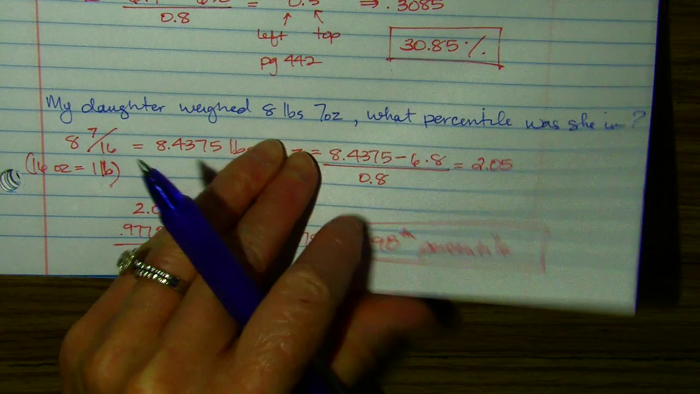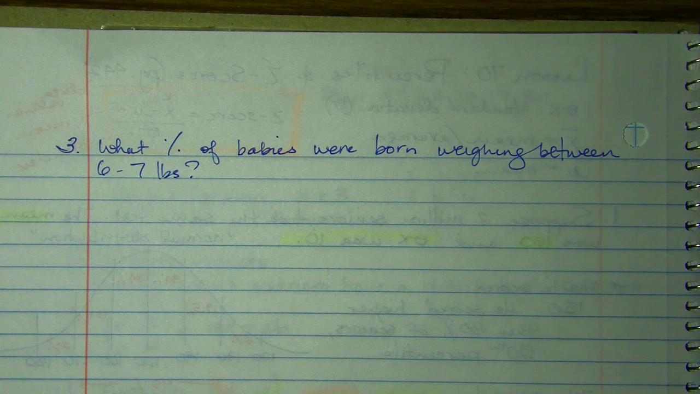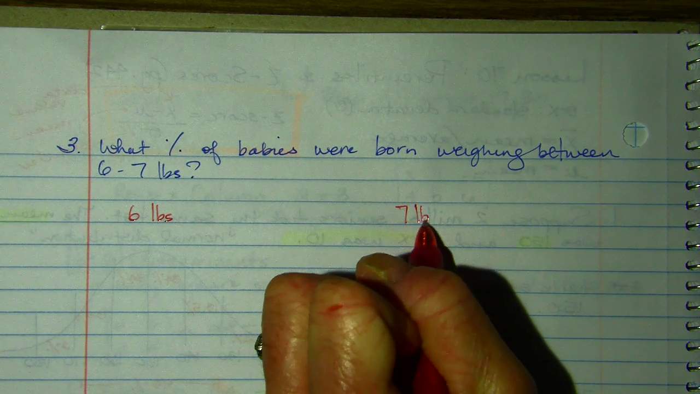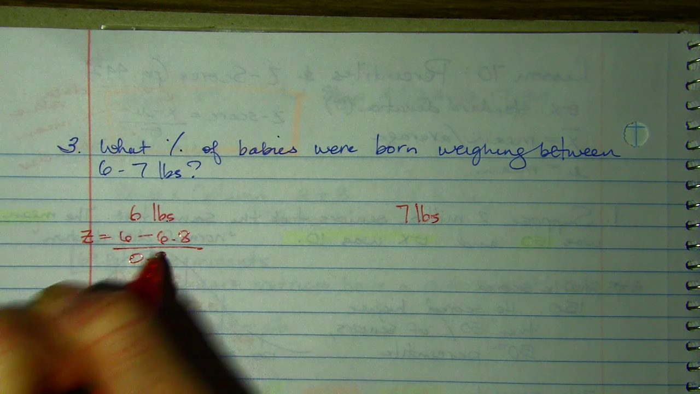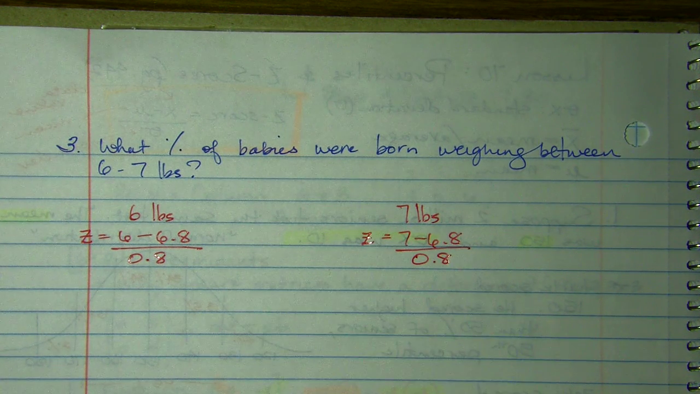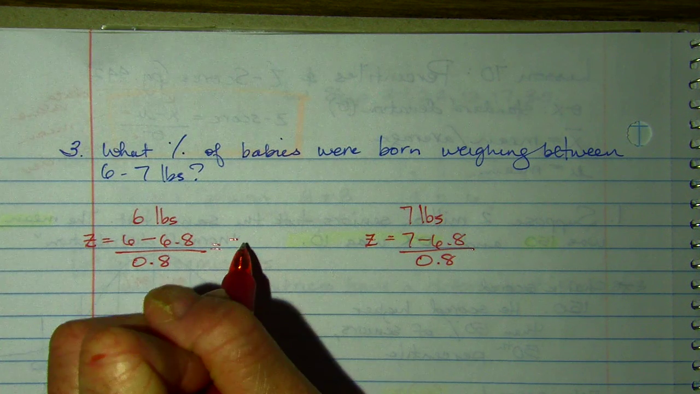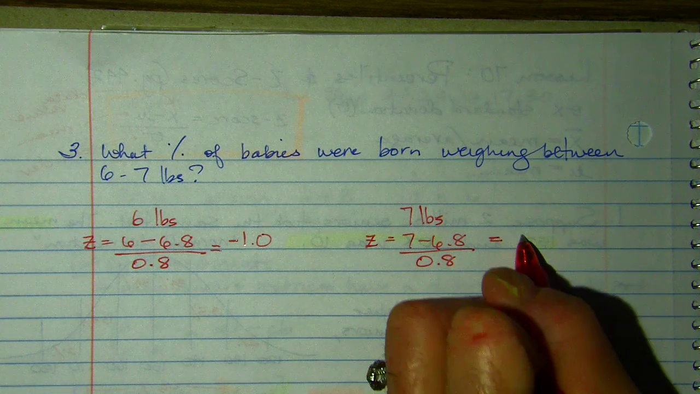All right, last one. What percentage of babies were born weighing between 6 and 7 pounds? So I'm going to calculate each. I'm going to calculate the z-score of 6 pounds and the z-score of 7 pounds. So 6 minus 6.8 divided by 0.8. And this one would be 7 minus 6.8 divided by 0.8. So I'm going to calculate the z-score of each to find the percentage of babies born in between. So for 6 pounds, I got negative 1.0. And for 7 pounds, I got 0.25.